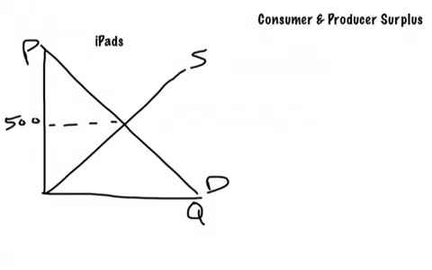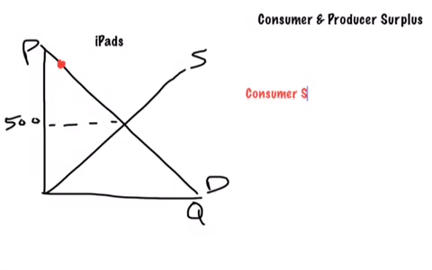What we also need to look at is that we have consumers who are willing to pay more for this particular iPad, right? Notice on our demand curve we have all of these people up here that would be willing and able to buy an iPad at more than equilibrium price. But because of this idea of a consumer surplus, they don't have to.